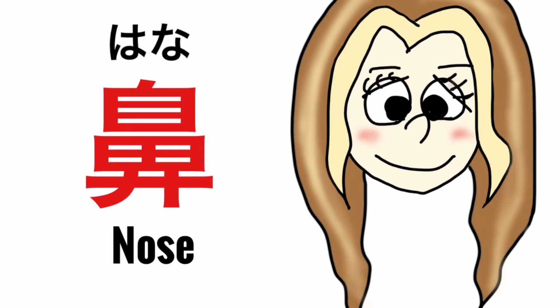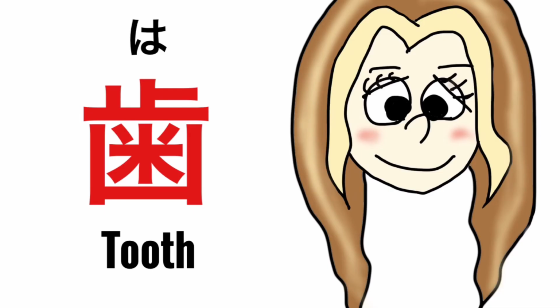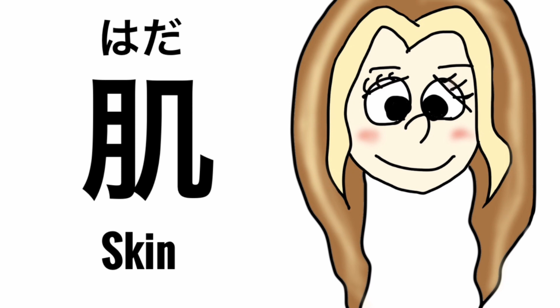Nose is 鼻 in Japanese. 鼻. Nosebleed is called 鼻血. You put 血, which is blood, after 鼻. Tooth is 歯 in Japanese. 歯. Skin is 肌 in Japanese. 肌.